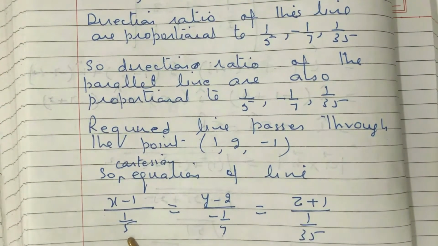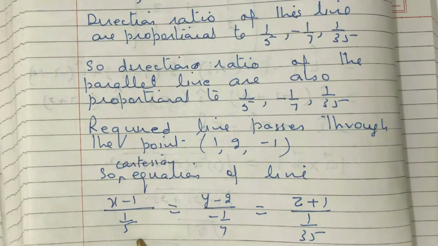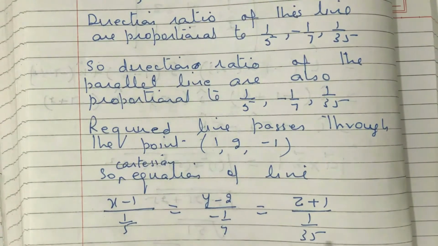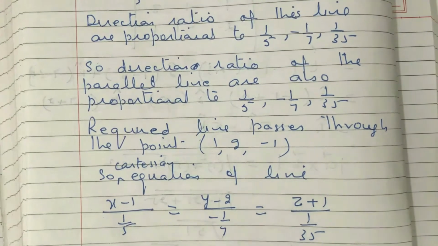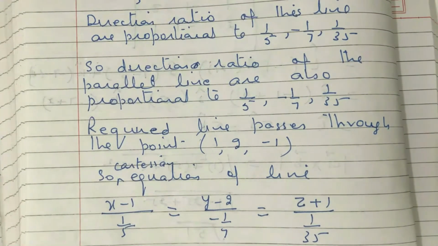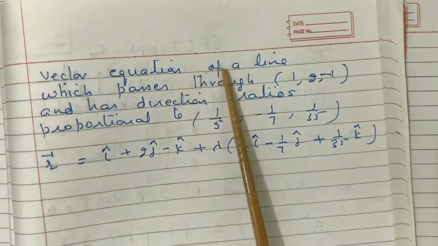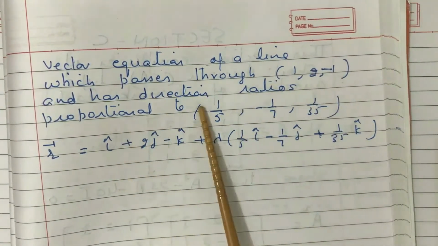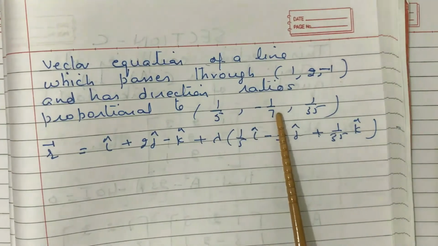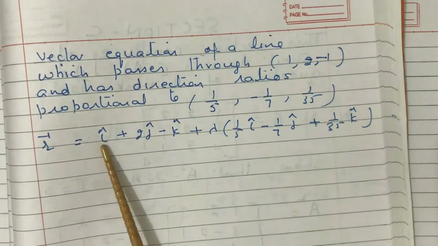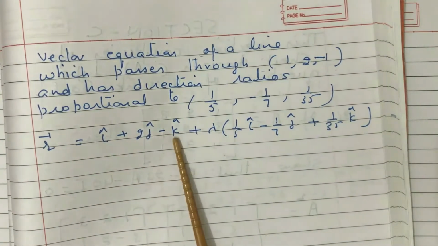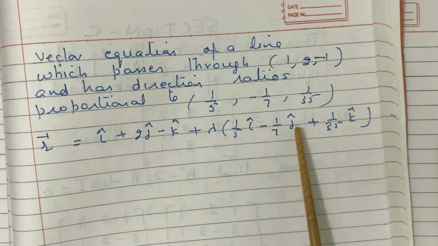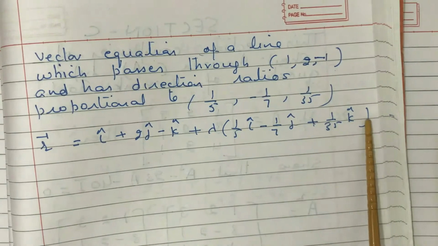You can also write it like this: 5x - 5 = -7y + 14 = 35z + 35. And on the next page I'll write the vector equation. Now the vector equation of the line which passes through the point (1, 2, -1) and has direction ratios proportional to this is r vector = i cap + 2j cap - k cap + lambda (1/5 i cap - 1/7 j cap + 1/35 k cap).